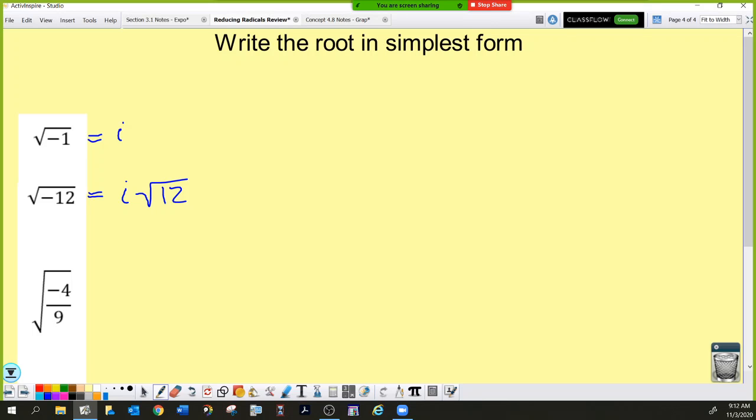Well, 12 is 4 times 3. The i is still there. And then the square root of the 4 comes out. 2i root 3. This was more work than I want you to do, though. Could you do what I just did? Yes. But it's more work. It's one more step than I wanted you to do. Here's what I want you to do.